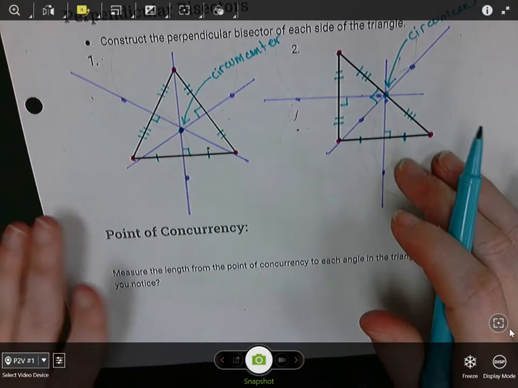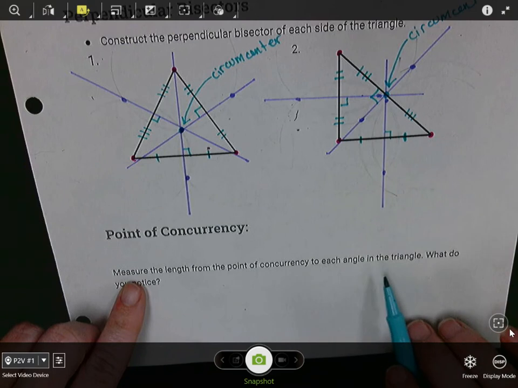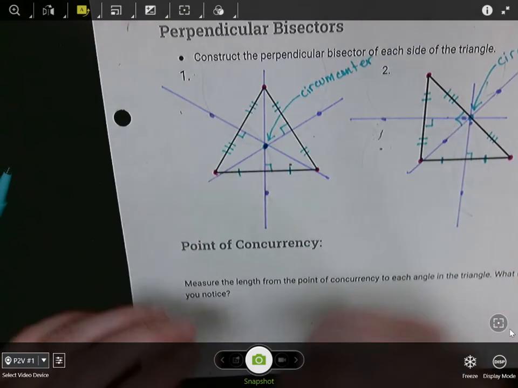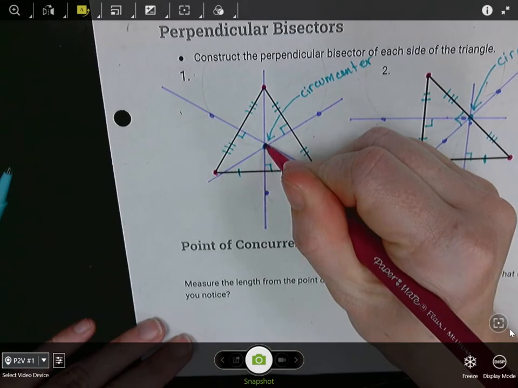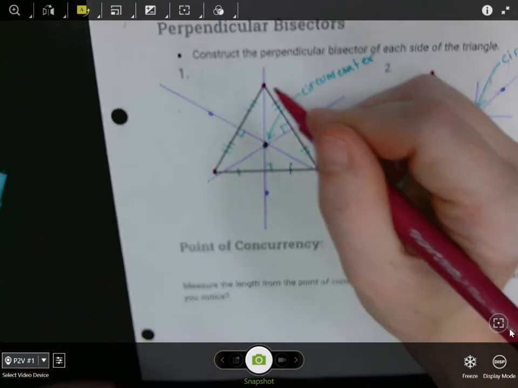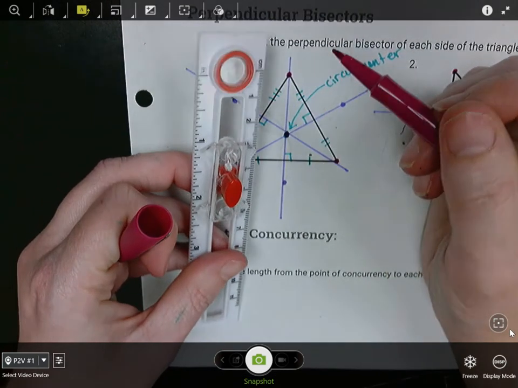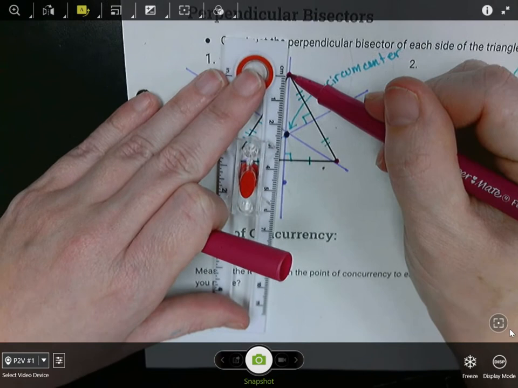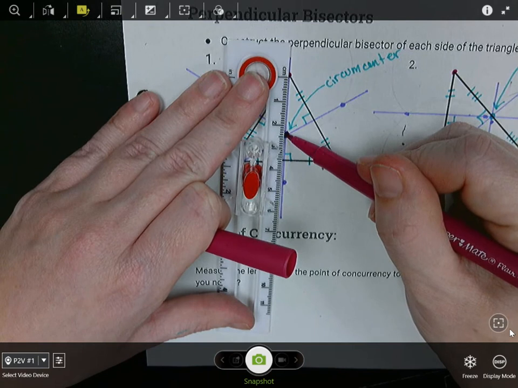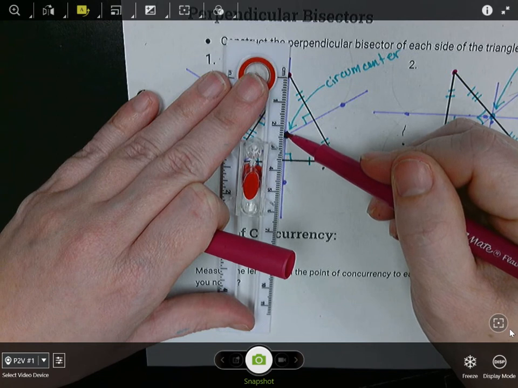Okay, now the next part says, measure the length from the point of concurrency to each angle in the triangle. What do you notice? So what we're going to do is measure from this point, the circumcenter, to these points at the corners of the triangle, the vertices. Take your ruler and use the centimeter side. Measure from that vertex to the circumcenter. How many units is that?